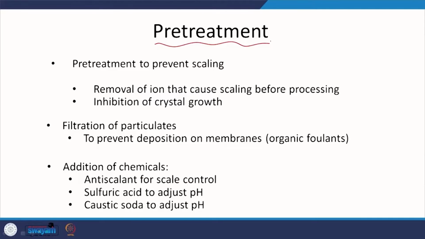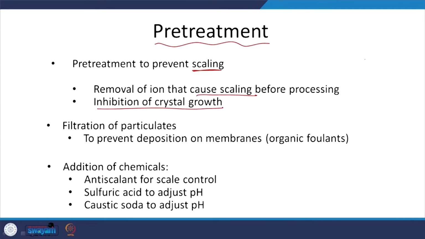So, what are some of the ways to look at this? We are going to have to employ pre-treatment. One aspect is to prevent scaling. If I want to prevent scaling, I can either remove the ion that causes scaling before it reaches the membrane of interest, nanofiltration or the RO membrane, or I can inhibit crystal growth.